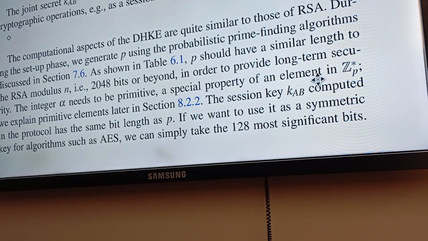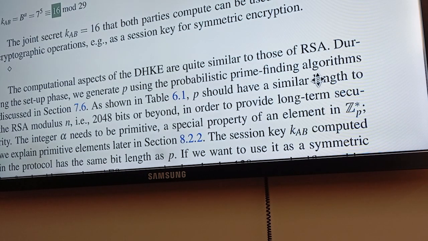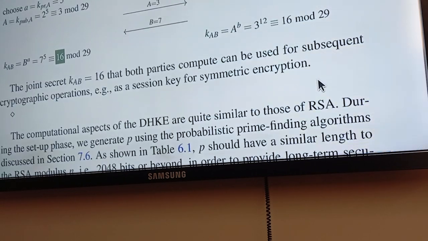So this is really profound, I would say, although it's susceptible to a man-in-the-middle attack. But it's so beautiful how these cryptographers think about things and make things work for humanity.